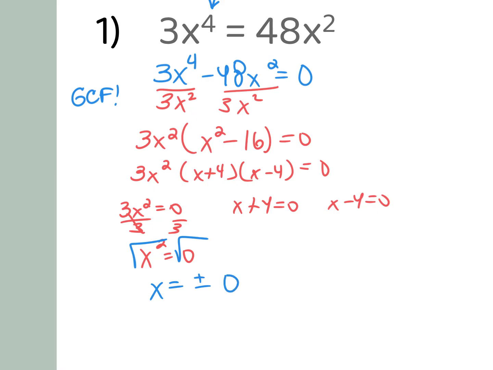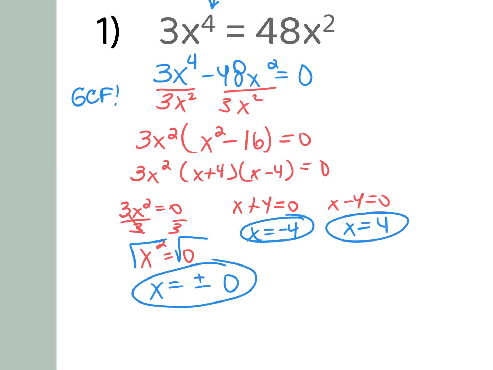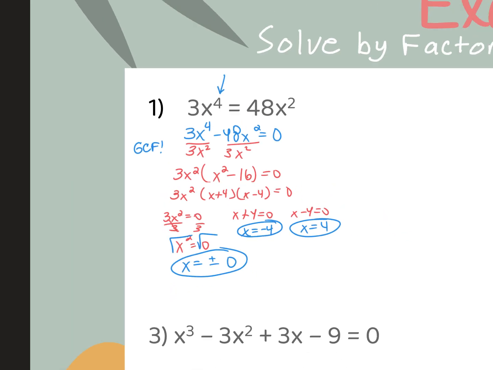It's called multiplicity. Is there such thing as plus or minus 0? No. But you do have 0 how many times? 2 times, all right? You don't have to write it twice. You can just leave it like that. Then what do I have here? x equals negative 4. And here I have x equals positive 4. So I have 0 2 times. I have negative 4 once, and I have positive 4 once. There's my 4 answers.